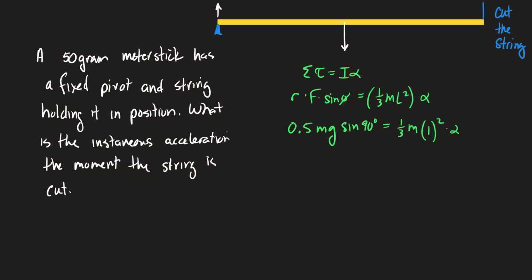Now, yes, I will agree. You don't need your calculator for this. You guys are smart people. The m's do cancel. Sine of 90 is what? 1, so I don't have to worry about that either. What's G? 10. What's 10 times 0.5? So this side is 5. And this side, 1/3 alpha. You don't need a calculator. That's right. So alpha is going to be 15 radians per second squared.